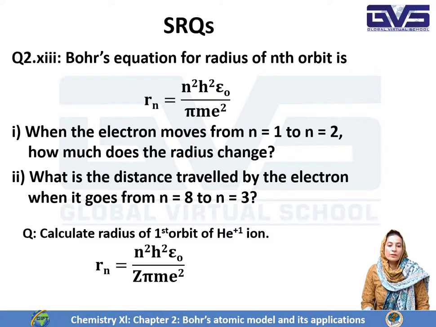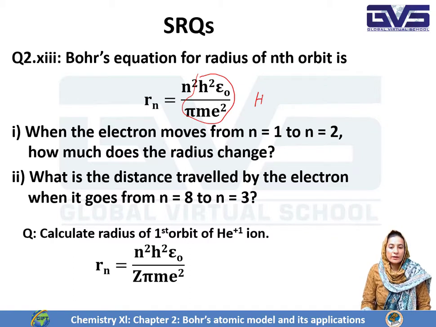And Bohr's equation is given for the nth orbit. There is no atomic number here, so it means this is for the hydrogen atom. When the electron moves from n1 to n2, obviously you know this constant has a value of 0.529, which we calculated in previous slides. For n1, first write n square, 1 square, then 2 square, and then calculate r2 minus r1. That will give you the answer.